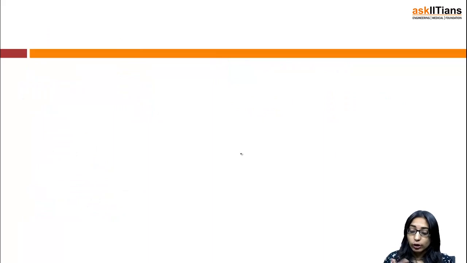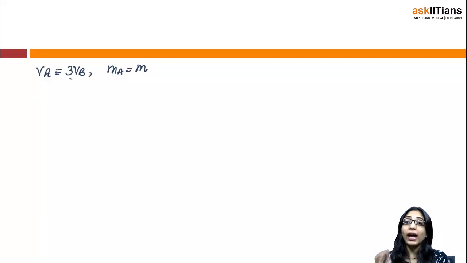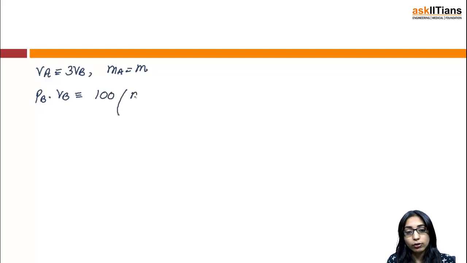Moreover, since the volume of A is given to be 3 times the volume of B and the mass of A is given to be M, I can write the same thing for the gas in vessel B. PB into VB will come out to be, with the temperature 500, mass of B by capital M into R. Why am I doing it? This is because both systems are said to be in the steady state, so you can definitely correlate the ideal gas equation.